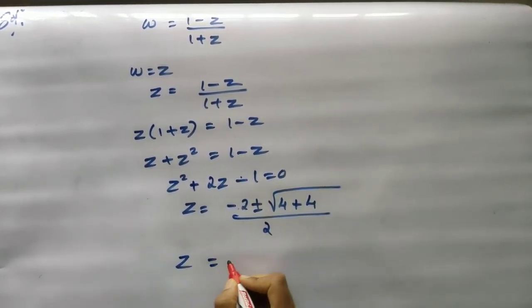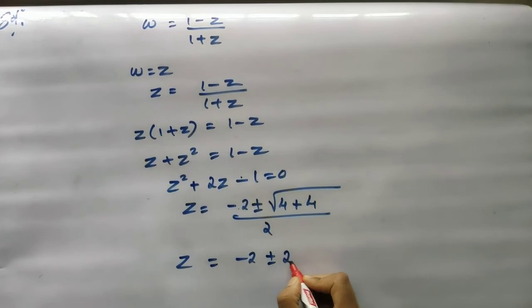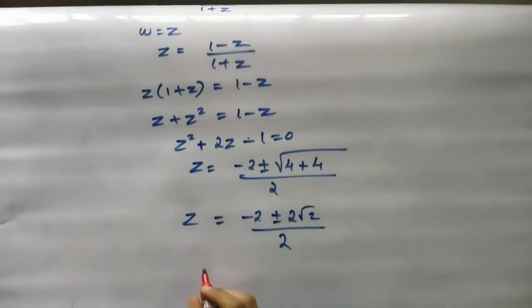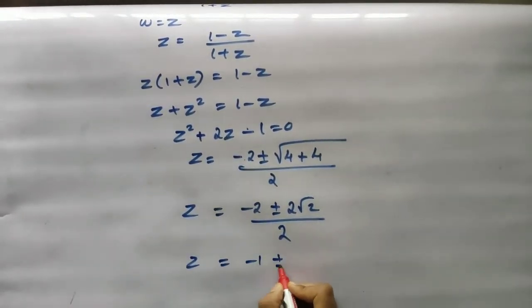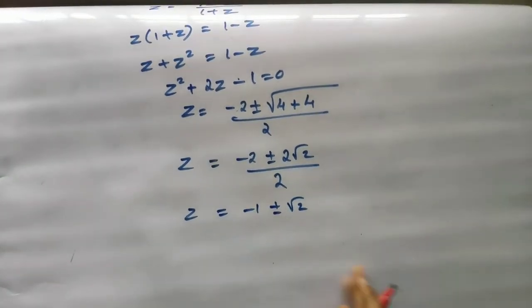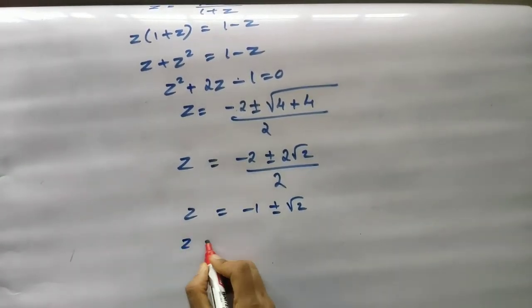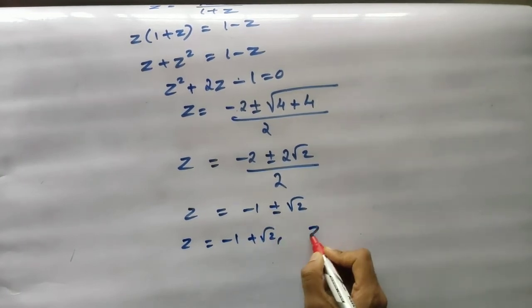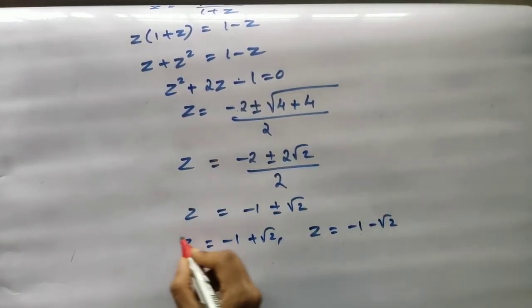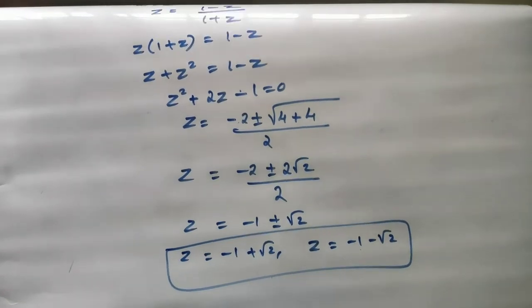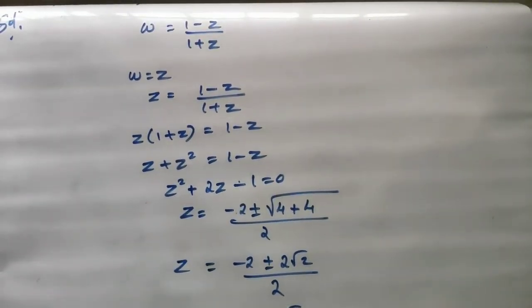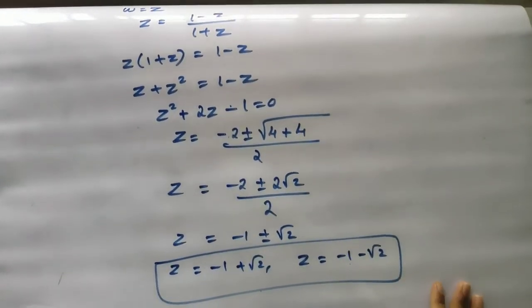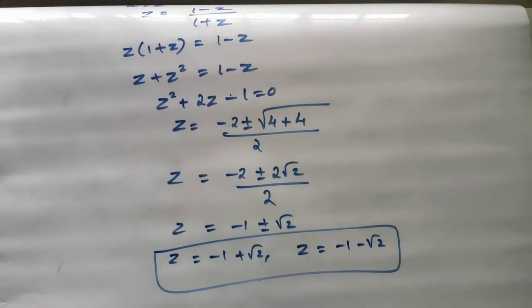So minus 2 plus or minus 2 root 2 divided by 2, or Z is equal to minus 1 plus or minus root 2. So the invariant points are Z is equal to minus 1 plus root 2 and Z is equal to minus 1 minus root 2. These are the two invariant points under that transformation. I hope that is clear how to work for the invariant points. All you have to do is put Z is equal to W and just work for the value of Z. You will get the value of Z. So the two values will represent the invariant points.